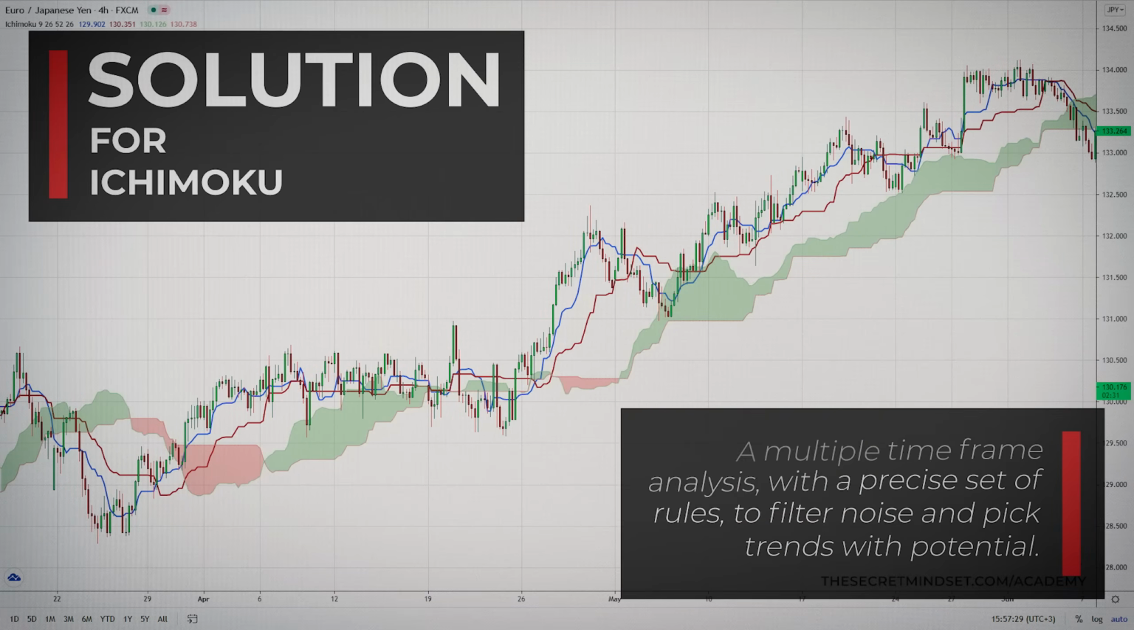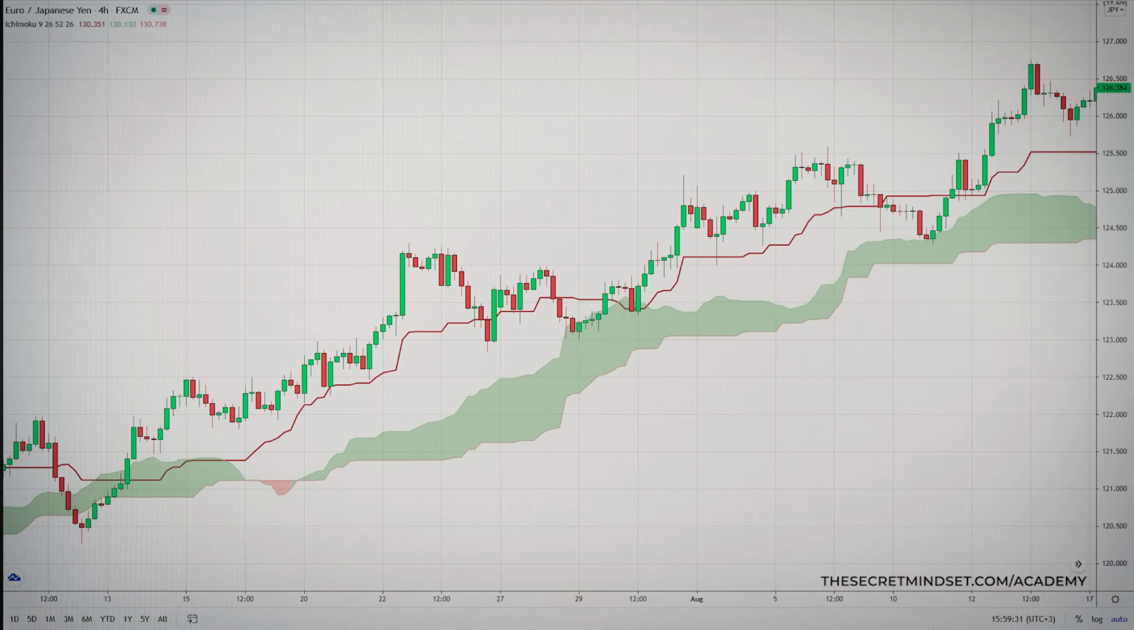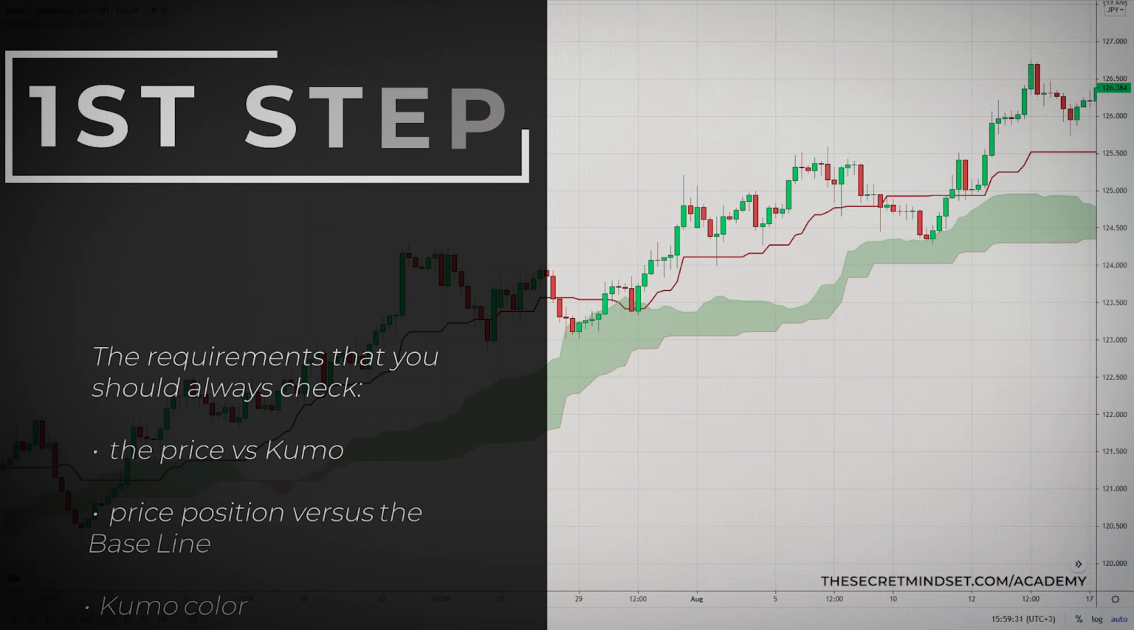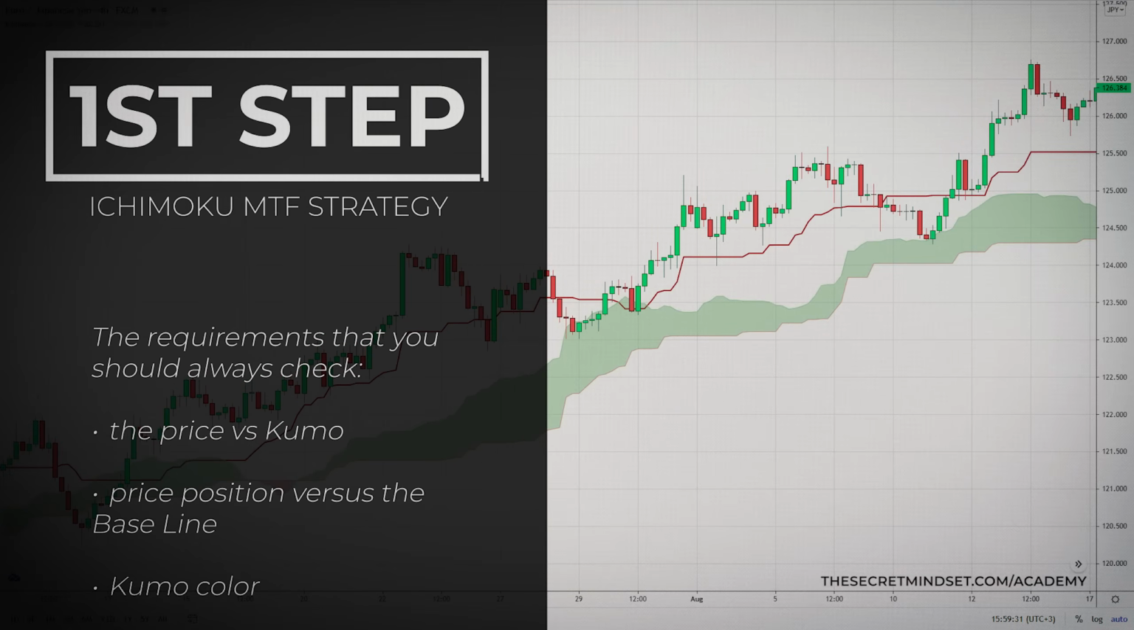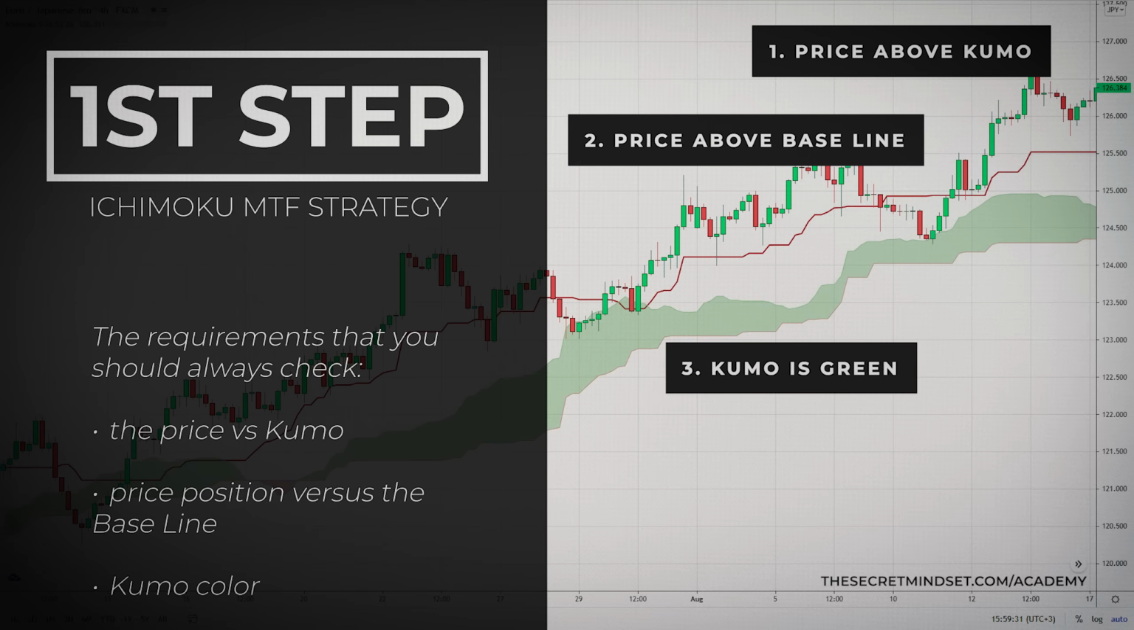That's why you need a multiple time frame analysis with a precise set of rules to filter noise and pick trends with potential. These are the minimum requirements that you should always check to be able to make a trading decision with Ichimoku. The price versus the Kumo, price position versus the baseline, and the Kumo color. Always check them in this order. If these parameters are the same on different time frames, then the trend has potential to continue.